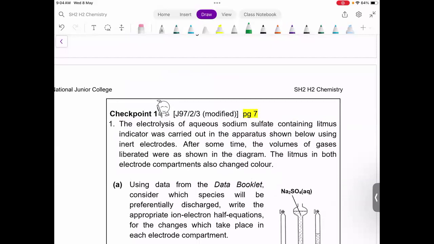Checkpoint 1. Because the concentration is much less than 1 mole per dm cube, 10 to the minus 7, that will not be the inert value. So we should consider water, not H+ and OH-, unless we put acid or alkaline. Can you work on checkpoint 1 now, page 7?